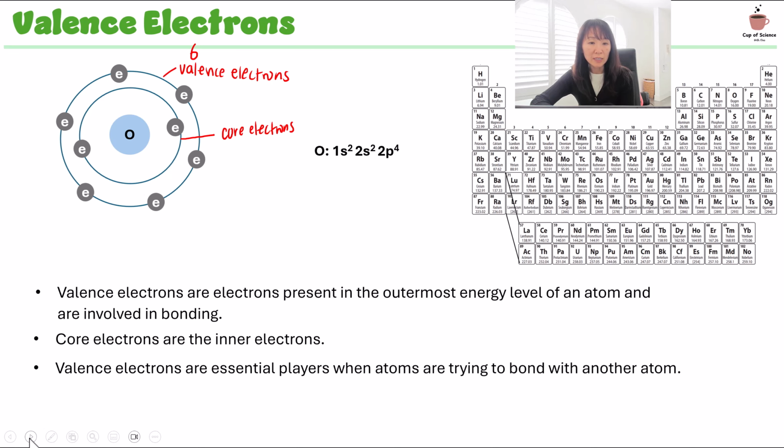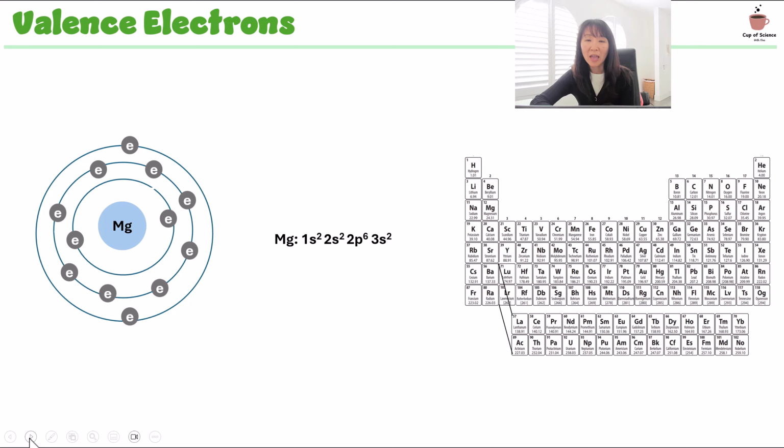Let's do another example. Here's magnesium. Can you find the number of valence electrons here? And can you identify where the core electrons are? So here, on the very outermost energy level, are the valence electrons. And you can see there are 2 of them. Everything else, all of the rest, the first and the second level, those are my core electrons.